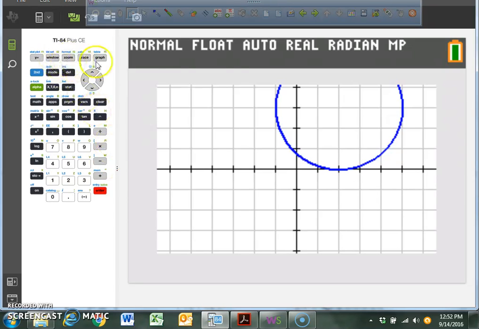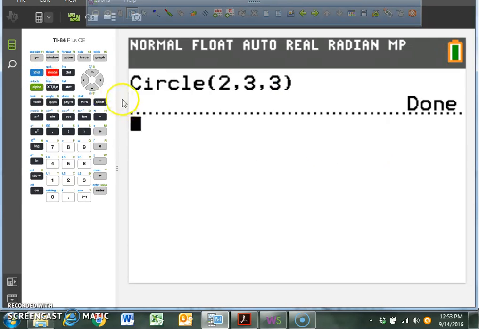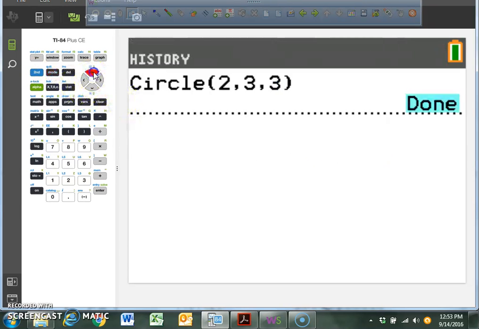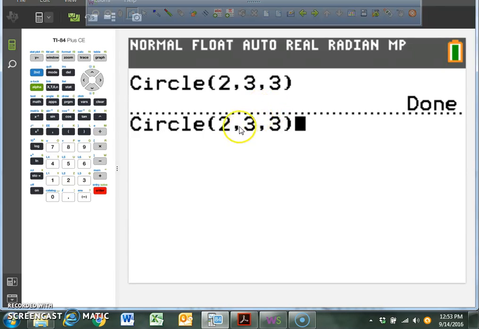Watch, I'm going to go zoom. I probably need to, let me go back here real quick. Let me change the radius here. I said, I want the center to be at 2, 3, and I want the radius to be 3. So that was kind of a big radius. So let's go down here and say, let the radius be just 1.